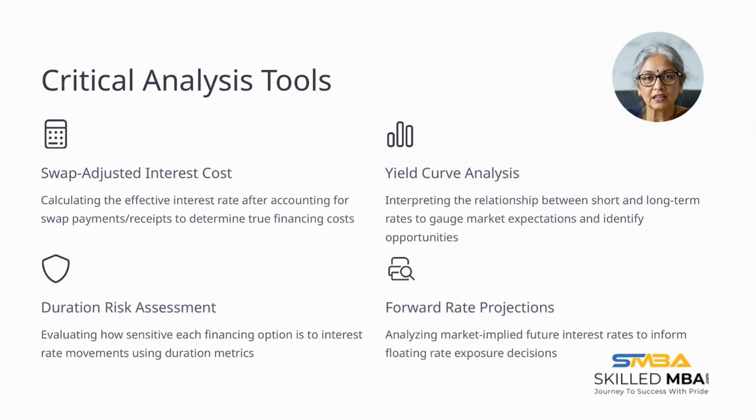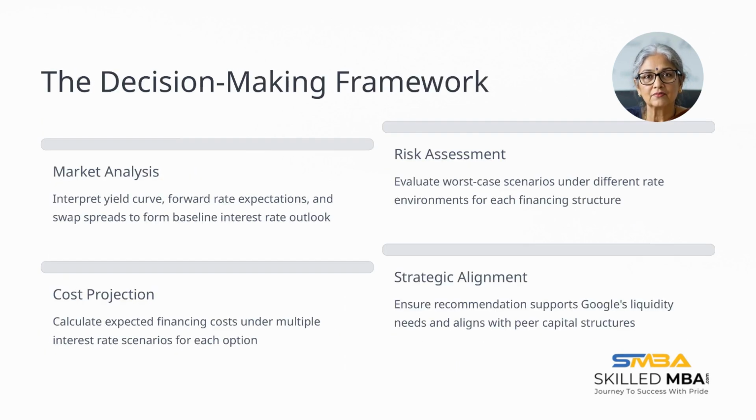Swap-adjusted interest cost helps determine true financing costs by factoring in swap payments. Yield curve analysis interprets short and long-term rate relationships to identify market opportunities. Duration risk assessment evaluates sensitivity to rate changes, while forward rate projections analyze market-implied future rates to guide floating rate exposure decisions. Analyze the yield curve, forward rate expectations, and swap spreads to establish a baseline interest rate outlook.